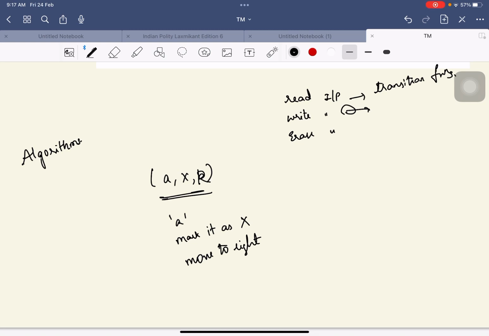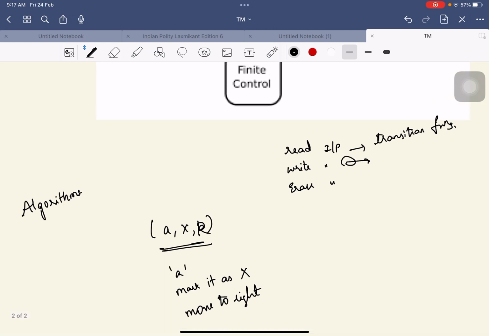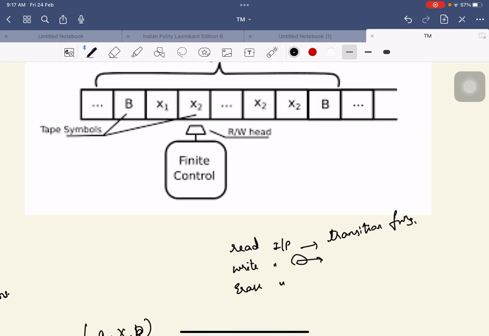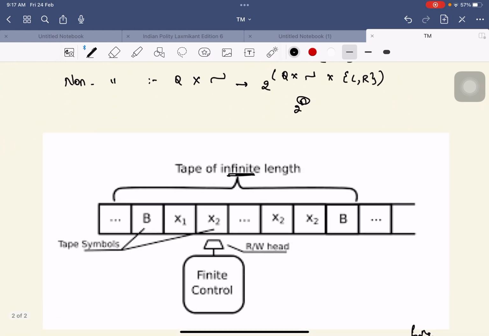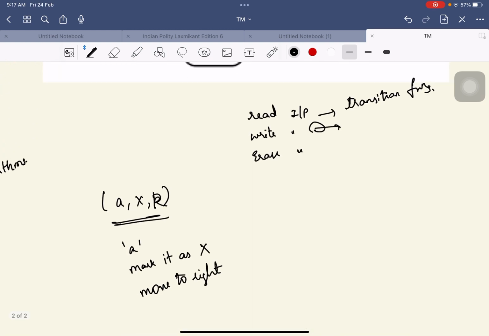Now, if the string is inserted and it is not in the language, then the Turing machine will halt at a non-final state. These Turing machines are used to check recursively enumerable languages. Recursively enumerable languages are type 0 languages.